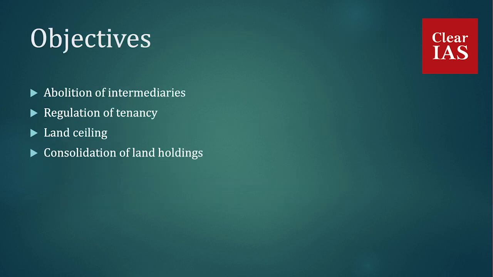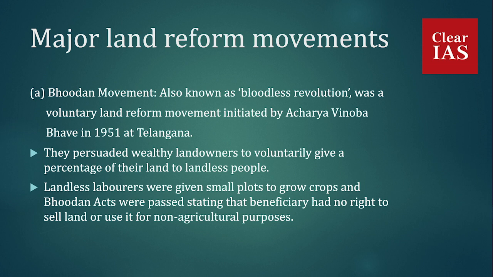So, what are the objectives of these land reform movements? They resulted in abolition of intermediaries, regulation of tenancy, land ceiling, and consolidation of land holdings. Now, let us look into major land reform movements in India. First, the Bhoodan movement. It is also known as the Bloodless Revolution.